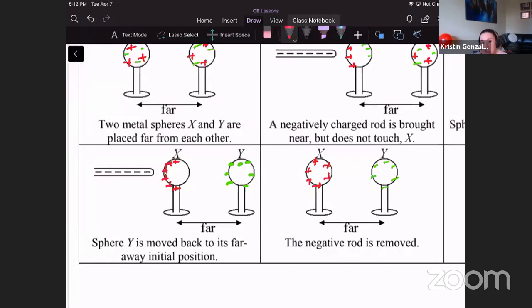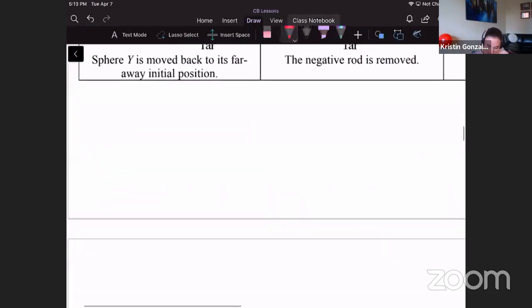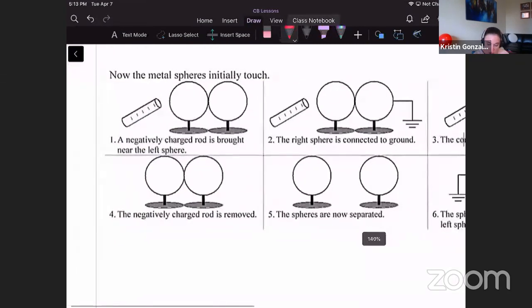So this is charging by induction. We never actually touched that negative rod to the sphere to transfer the electrons between the two, but we did touch those two neutral conductors together, and end up with those two oppositely charged ones. Okay, let's see what happens if we introduce a ground.